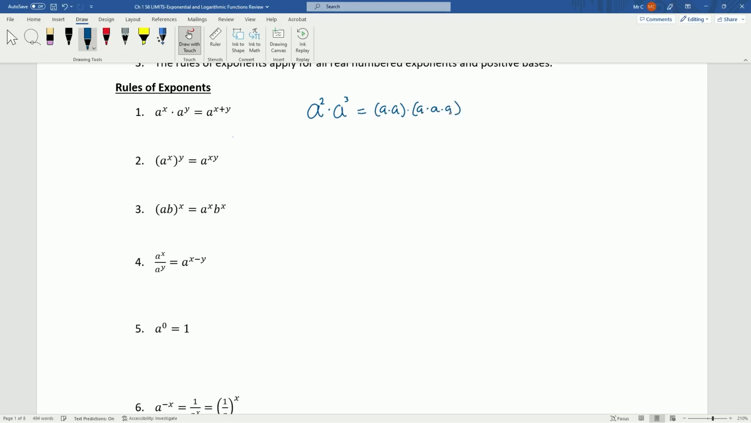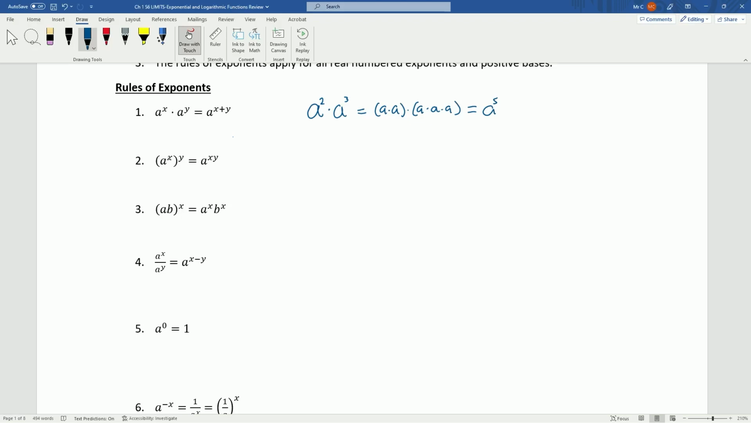And really altogether, I'm multiplying a by itself 5 times here, right? So I'm adding 2 plus 3 is 5. So in other words, the exponent counts the total number of repeated multiples of something. So I add up each of those numbers to get my total number.